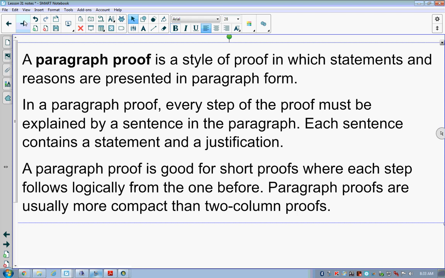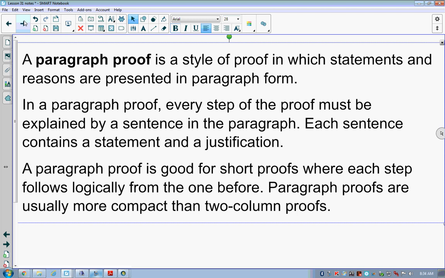All right? So it's a style proof in which statements and reasons are presented in a paragraph form. In a paragraph proof, every step of the proof must be explained by a sentence in the paragraph. Each sentence contains a statement and a justification. A paragraph proof is good for short proofs, where each step follows logically from the one before.